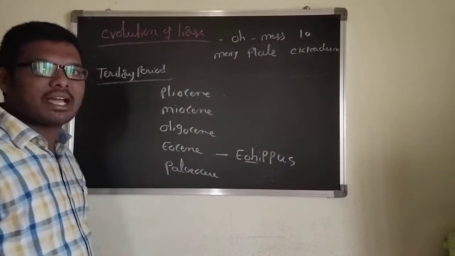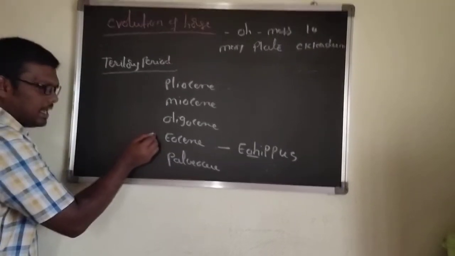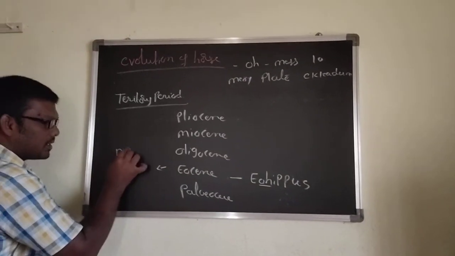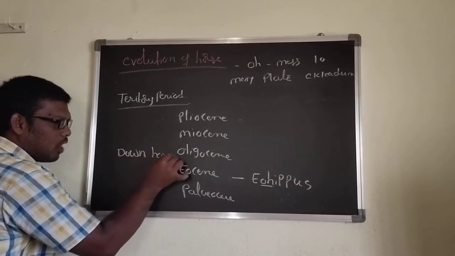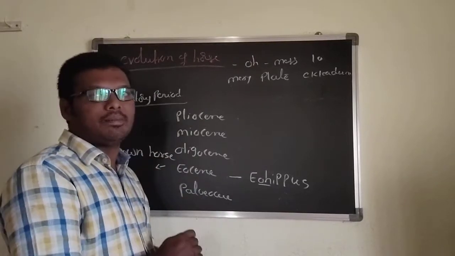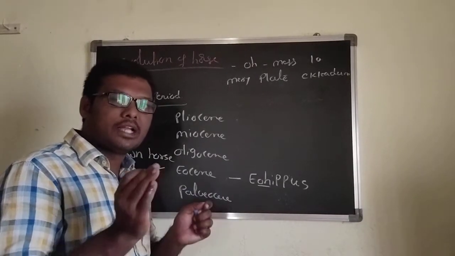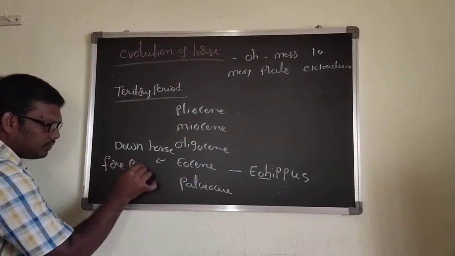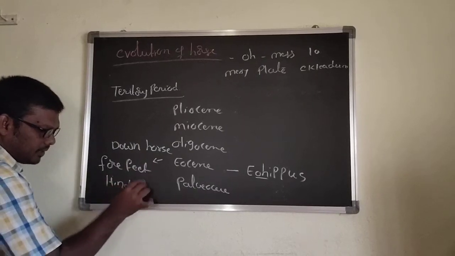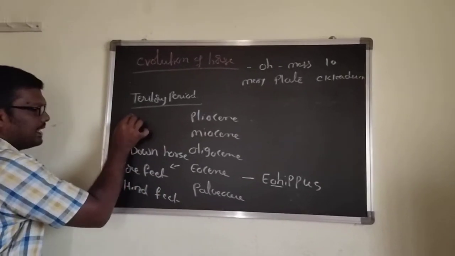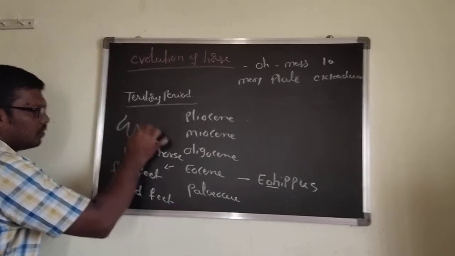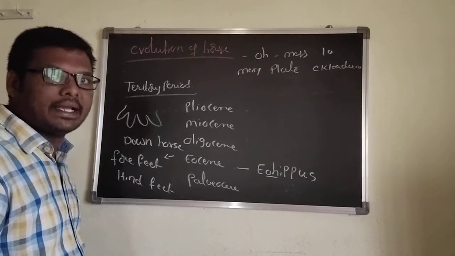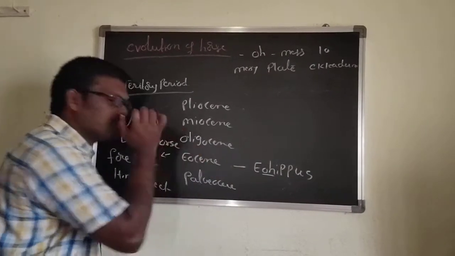What are the characteristics of Eohippus? Eohippus is also called the dawn horse. It is small sized, the head is small, the neck is small, and the fore feet and hind feet have 4 fingers and 4 toes. This is the characteristic of the Eocene.